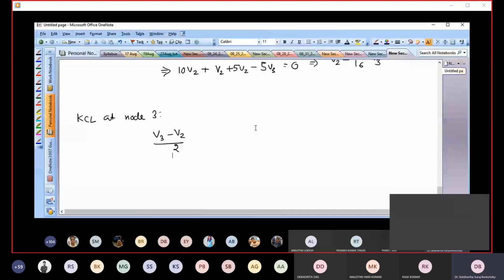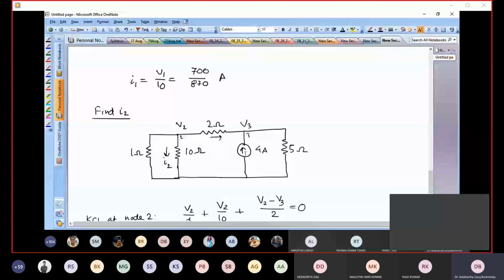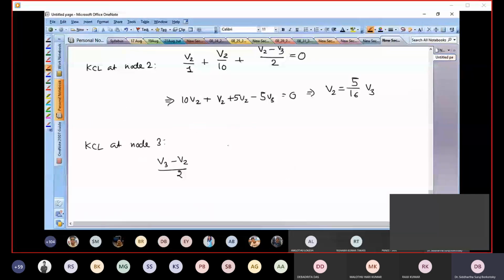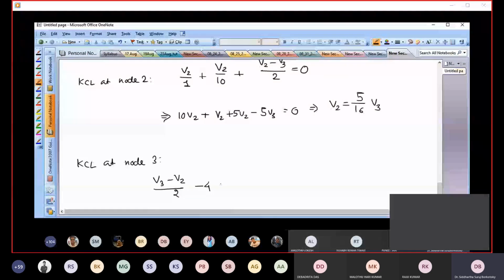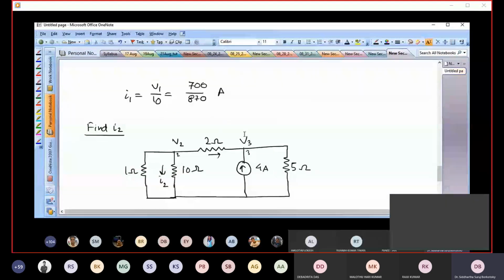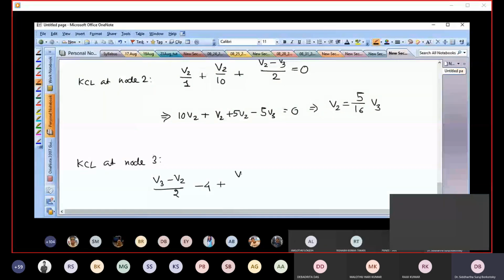Then there is a minus, because there is a 4 ampere current source. So the 4 ampere current is moving in. Whenever current is moving in, we write a negative sign, and plus the current moving out, which is V3 by 5. That is the current flowing out of node 3 through the 5 ohm resistor towards the ground. So that is equal to 0.